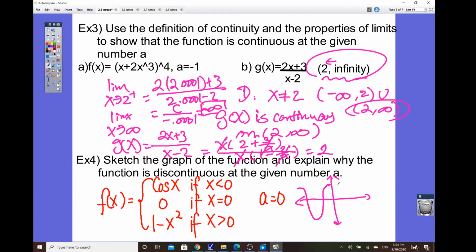Okay, like that. And then the amplitude is always from -1 to 1. So again, at 0 is not included, so that means at 0 here, that's an open circle. And then for f of x equals 0, that means here a solid point at the origin, so that's (0, 0). And then the rest of this, for x is greater than 0, it's 1 minus x squared.